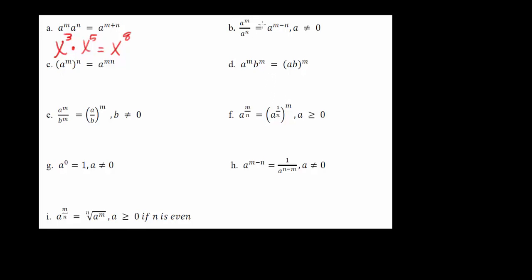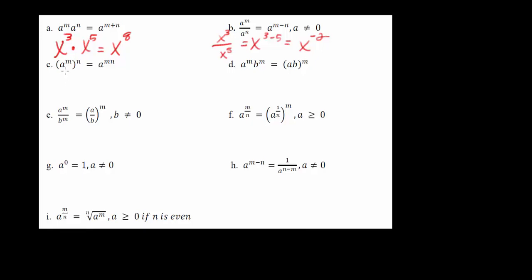Okay, so let's move on to the next one, b. In a to the m divided by a to the n, you keep the base and subtract your exponents as long as a does not equal 0, because that denominator cannot be 0. So let's just keep on with x cubed and x to the fifth. If I had x cubed divided by x to the fifth, that would be x to the power of 3 minus 5, which is x to the negative 2.